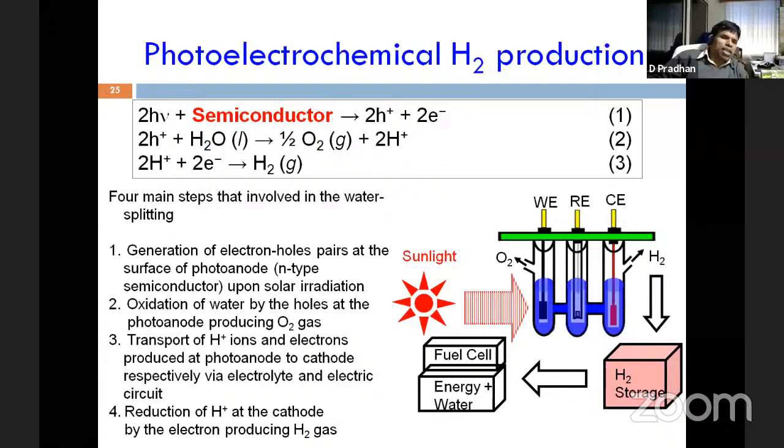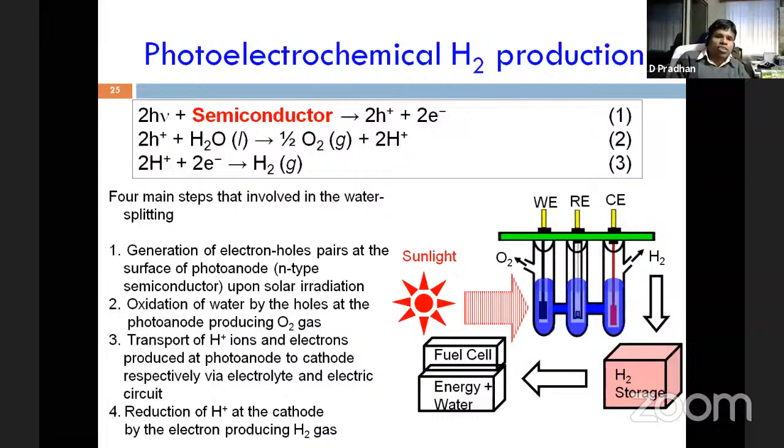So first you will generate electron holes at the working electrode, which is nothing but a photoanode. Then oxidation of water by holes at the photoanode produces oxygen, and then the H plus ions and electrons produced at the photoanode are transported to the cathode. So hydrogen ions will come through the electrolyte, and electrons will come through the outer circuit, and that would do the reduction reaction at the cathode. So these oxygen and hydrogen are produced at different places, different electrodes. Therefore, further separation is not necessary.